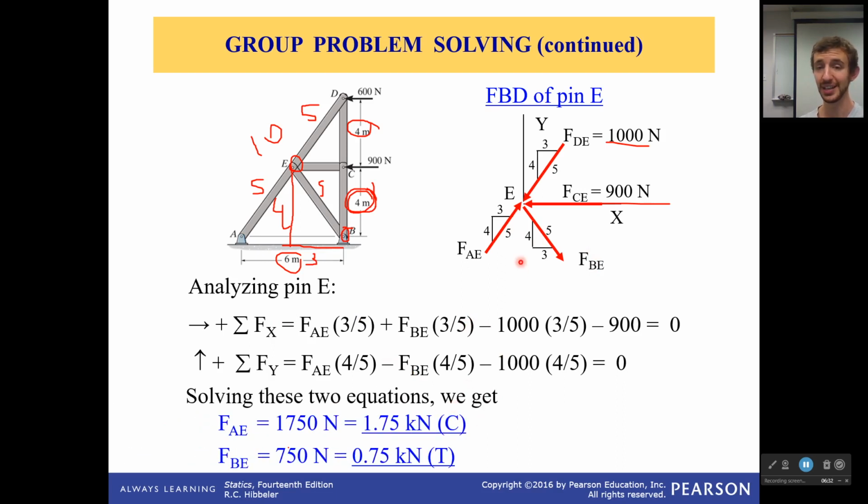And we get that force AE is in compression because we drew it towards the point. It's squishing the point, it's in compression. And force BE is in tension because it's pulling away from the point, so it is in tension.